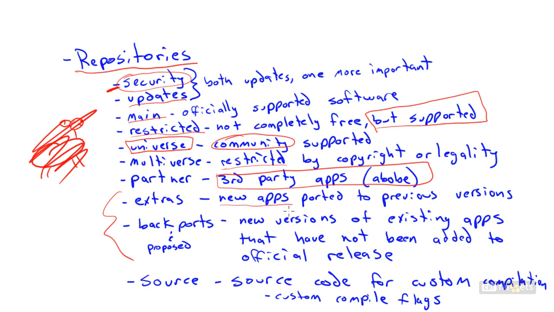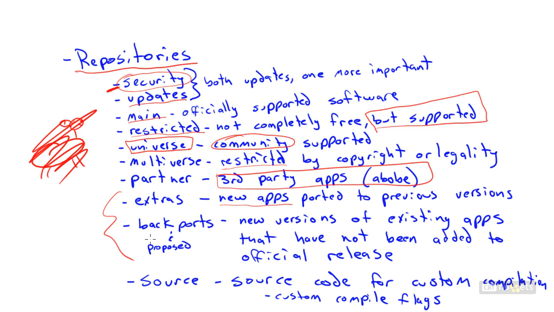So let's say all of a sudden in 13.04 they are now including Coffee Cup Wars, the game. I don't know what Coffee Cup Wars the game is, but all of a sudden it's included in 13.04, but you're on 12.04 and you really want it. Well, the extras repo is where something like that would be put, as opposed to backports.